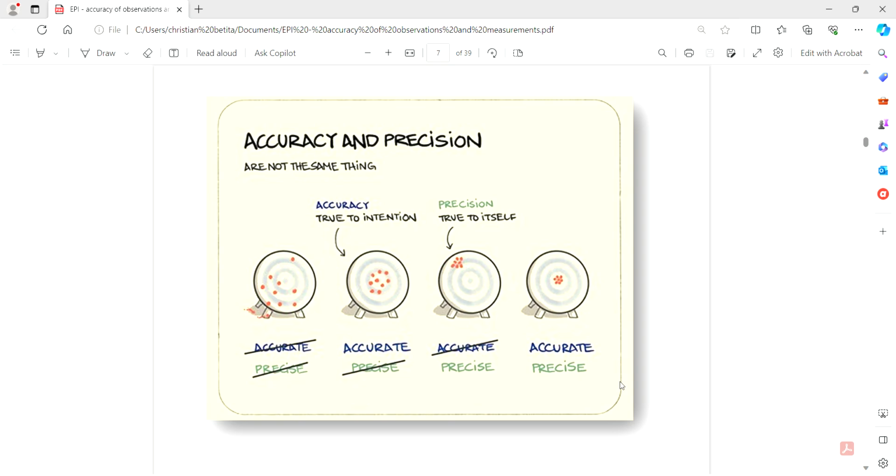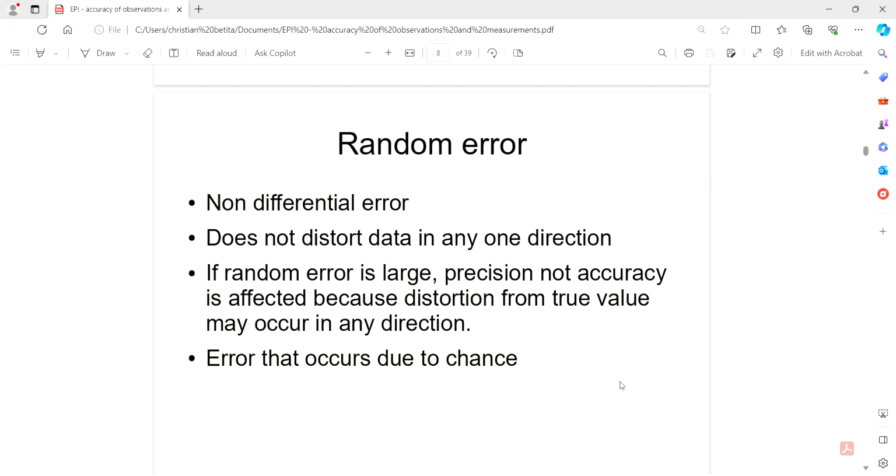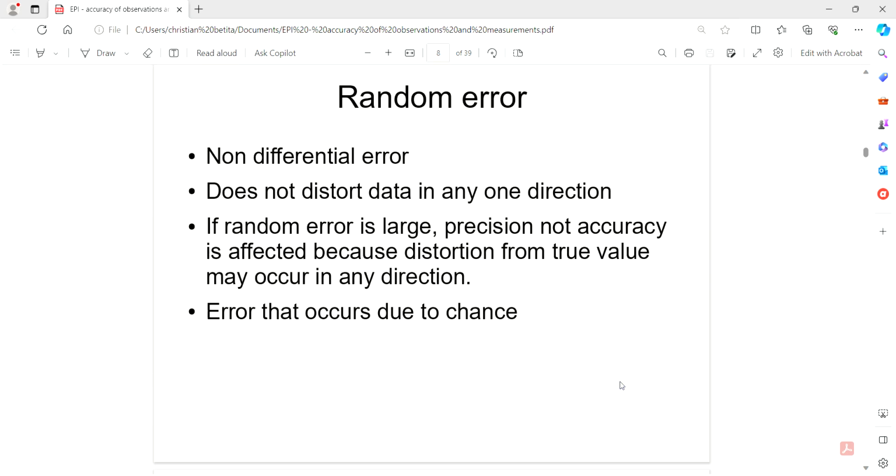Okay, random error is non-differential error, which means to say that it has no direction. It can be either positive or negative. It does not distort the data in any one direction. If the random error is large, precision, not accuracy, is affected because distortion from true value may occur in any direction. And this is your error that occurs due to chance. And because random error occurs due to chance, it cannot be completely eliminated from a system.